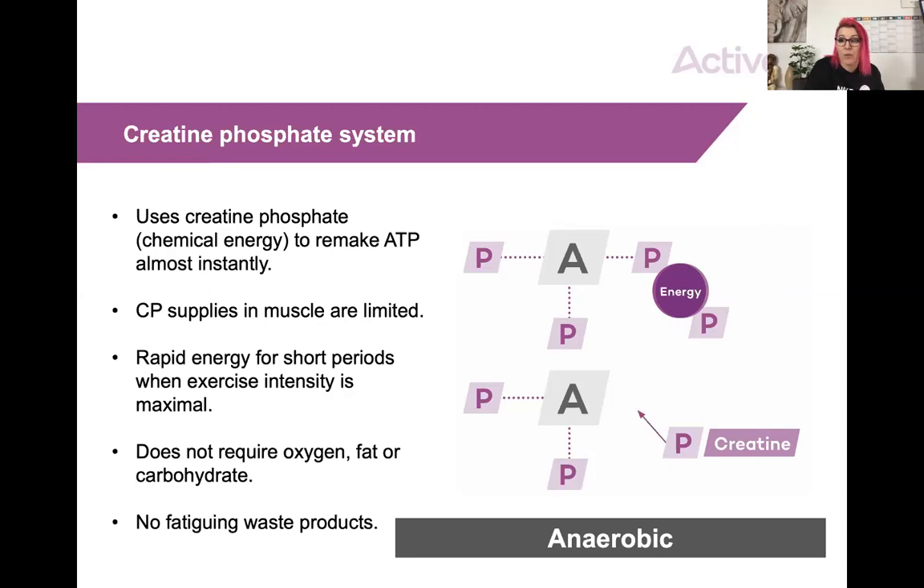Or if we're weightlifting, we're lifting some max weights, that's going to use your creatine phosphate system because it's under 10 seconds, more kind of explosive activities. It's anaerobic, so it doesn't need any oxygen. Unlike the aerobic energy system, it doesn't need oxygen, fat, or any carbohydrates. It's literally using the creatine phosphate, which is really another energy molecule stored within our muscles. So there's no fatiguing waste products either, it can only run for around 10 seconds because there's a limited supply within our muscle cells.